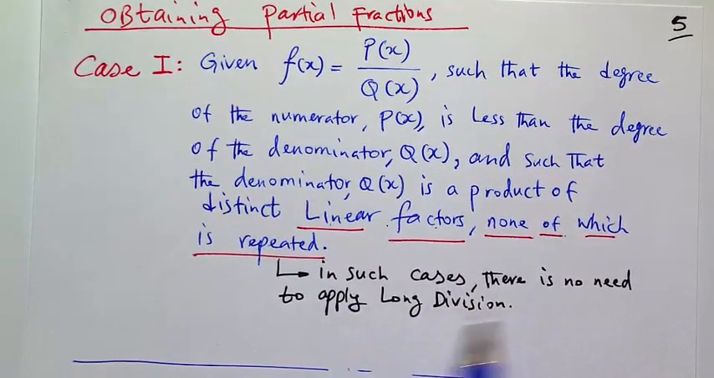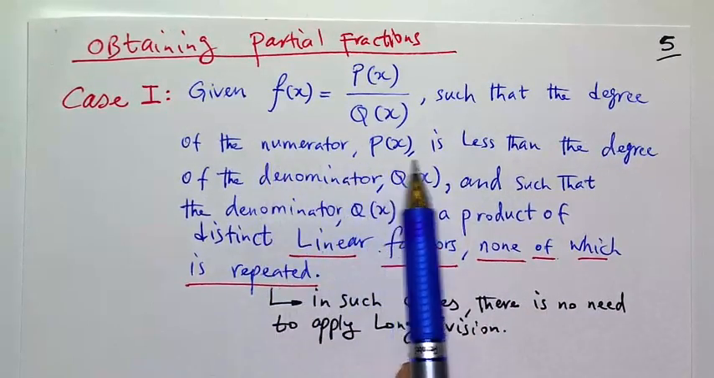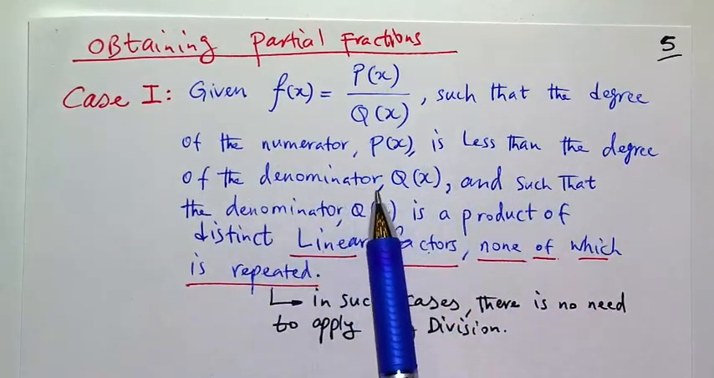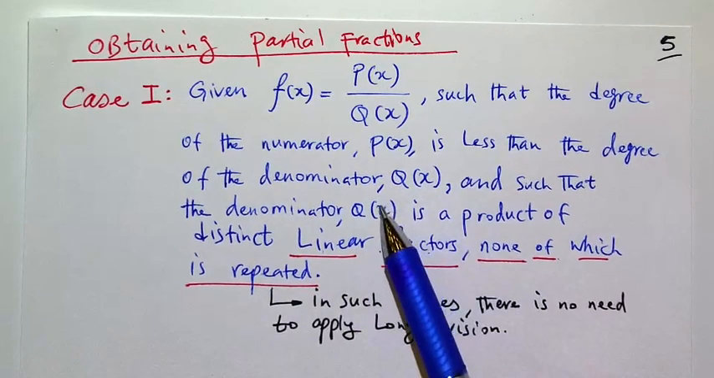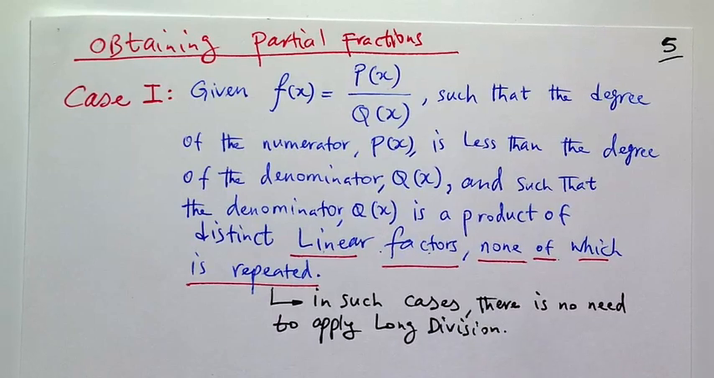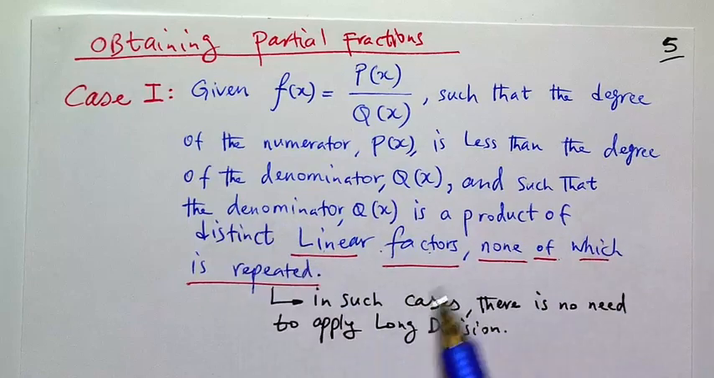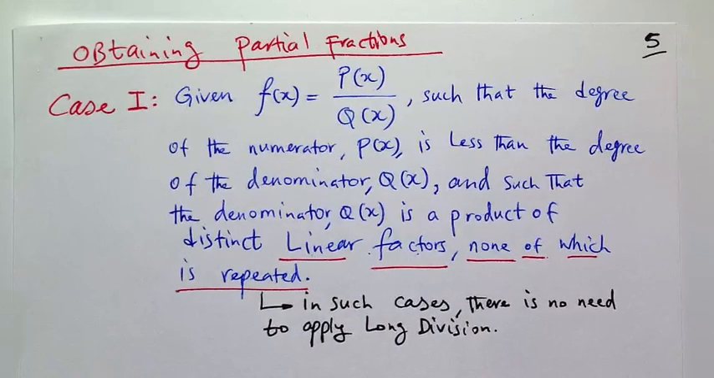In such cases, there's no need to apply long division, mainly because the degree of the numerator is less than the degree of the denominator. Okay, so it's not applicable, and so there's no need for that. So we can simply write our partial fractions without doing any of those techniques. We can go directly from this form to partial fraction form. So let's see an example of this type.